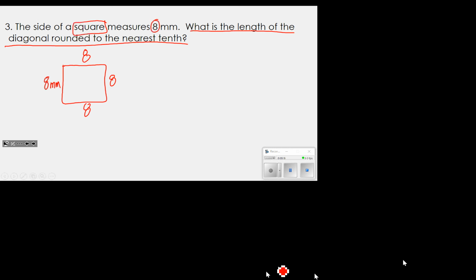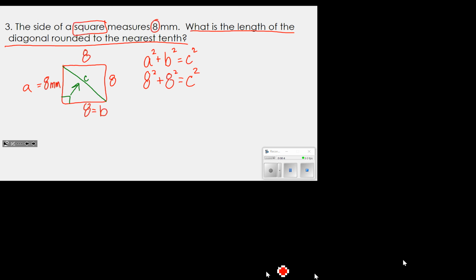We don't have a right triangle yet, but it wants to know the length of the diagonal. The diagonal goes from one corner to the other across the middle. And now I have my right triangle. So let's identify the right angle and locate C, which is what we're actually looking for. So let's start with our Pythagorean theorem: A squared plus B squared equals C squared. I'm going to choose this to be A and this to be B. So A squared plus 8 squared is C squared.